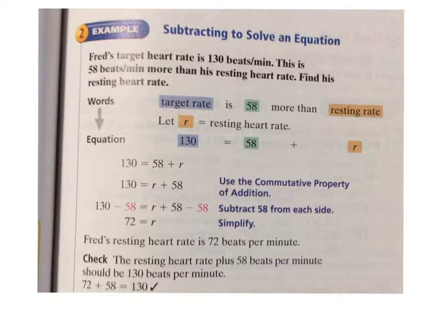So sometimes we have to subtract to solve instead of just add, right? Fred's target heart rate is 130 beats per minute. This is 58 beats per minute more than his resting heart rate. Find the resting heart rate.